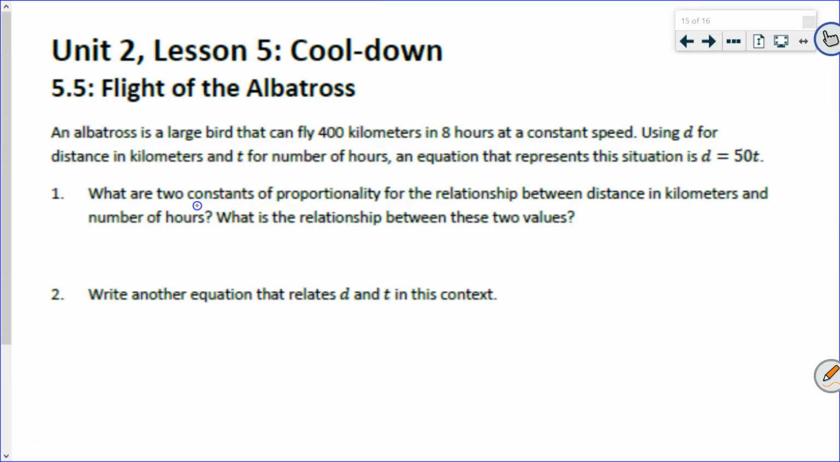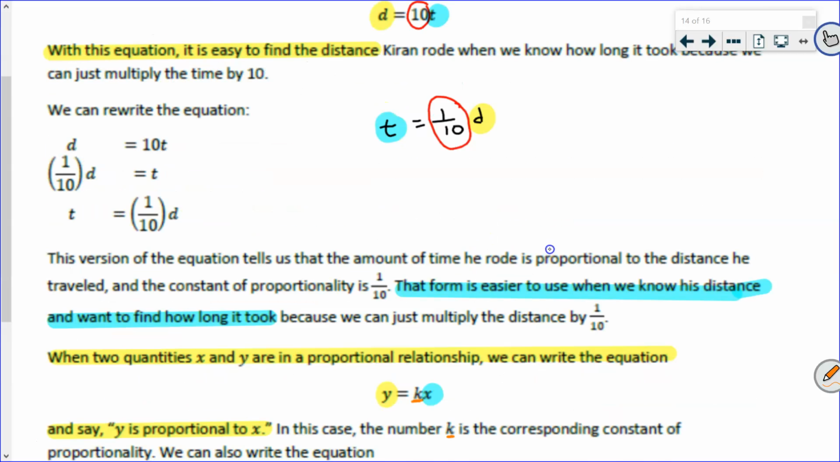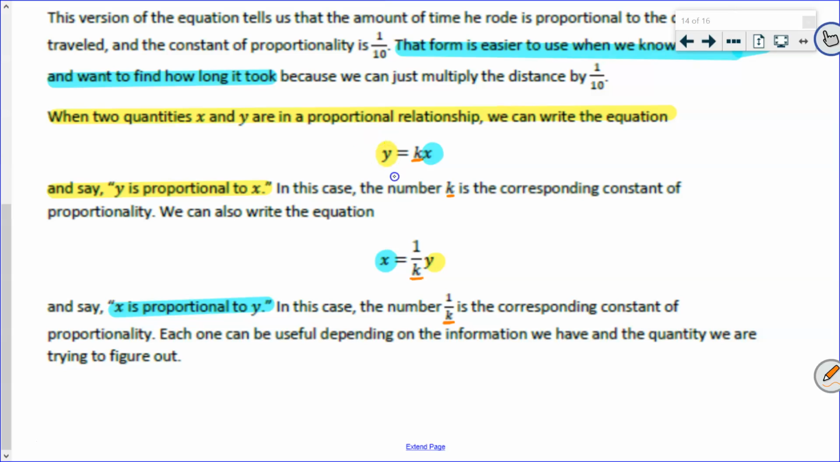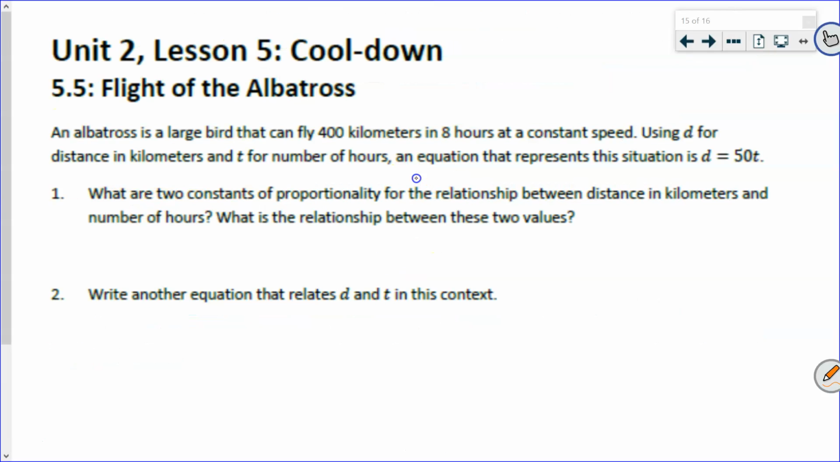First question. What are two constants of proportionality for this relationship? Raise your hand when you know. If you're struggling, we literally just highlighted it on this previous page. Doesn't that equation look an awful lot like this? Do you see the constant of proportionality right there in this equation? What's the constant of proportionality here? Emma? 50 is one of them. And now that I know that 50 is one of them, what is the other one going to be?